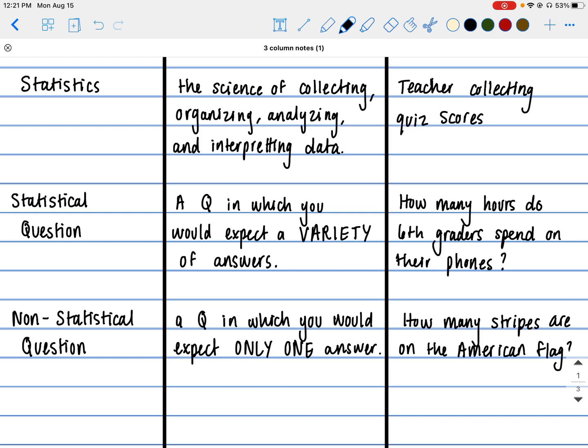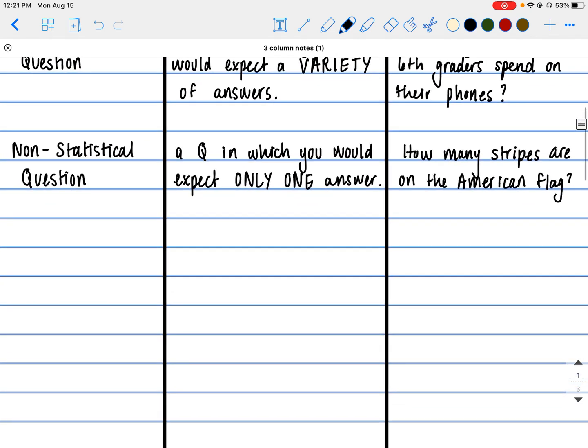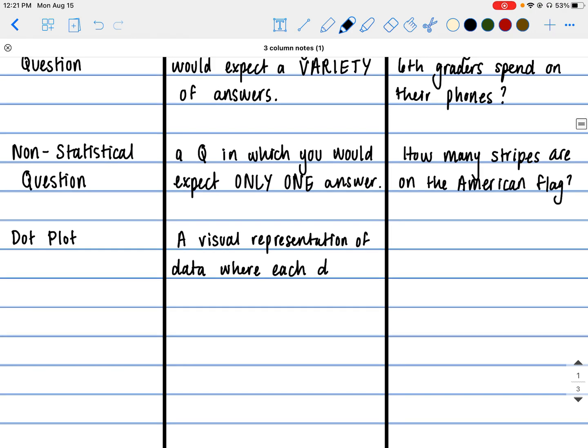All right? Now let's move on to a visual representation of data called a dot plot. So basically, if you ask someone a statistical question, you collected data from them, you can make that into a visual representation. And one of those is called a dot plot. So that's a visual representation of data. And that's when each dot represents one piece of data.